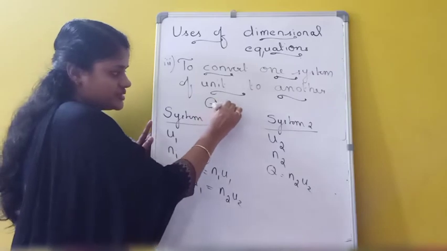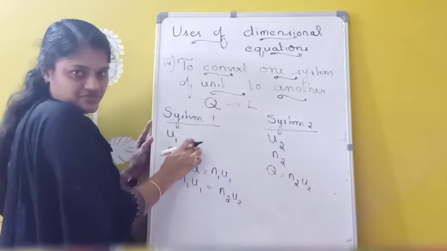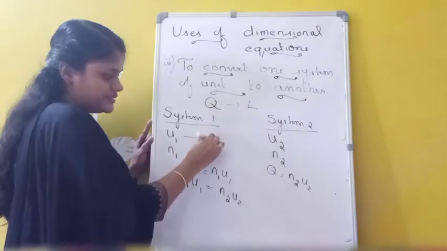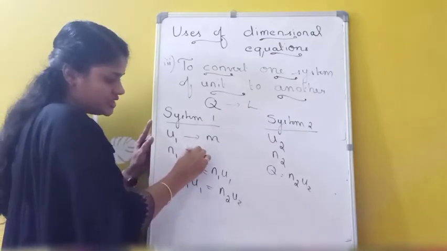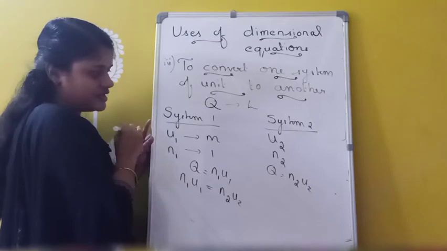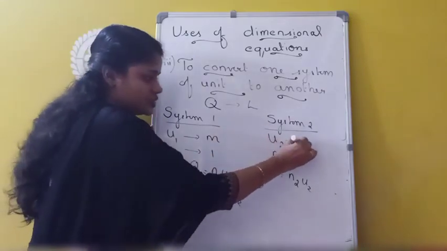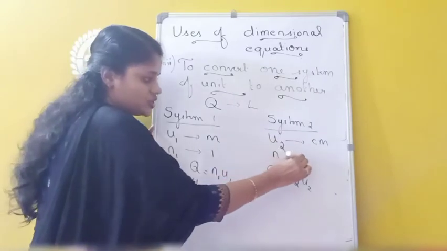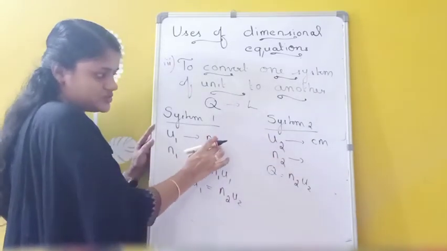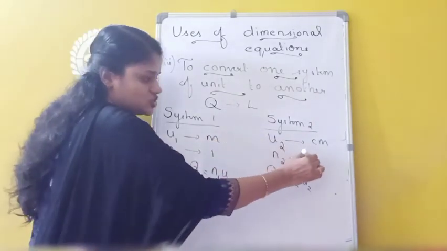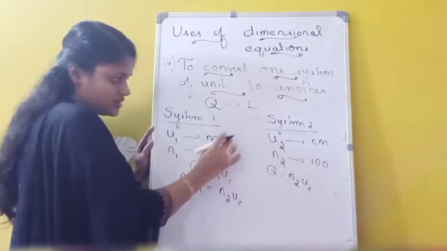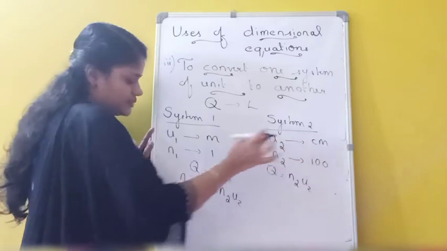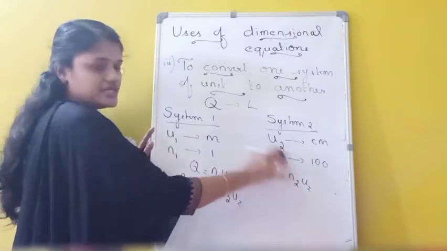One example I am giving. Suppose this physical quantity is length. In one system, the unit of length I am taking as meter, and the numerical value as 1. In the second system I am taking the unit as centimeter. 1 meter is equivalent to how many centimeters? 100. So the numerical value is 100. So 1 meter is equivalent to 100 centimeters. That means N1 U1 equals N2 U2.